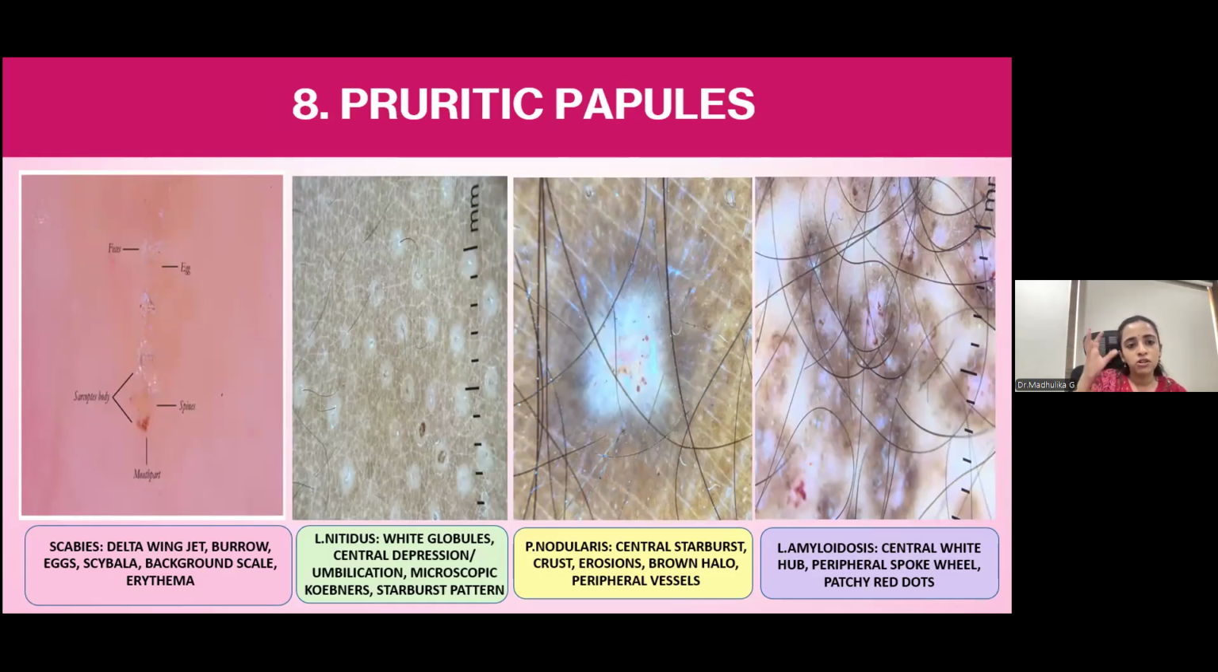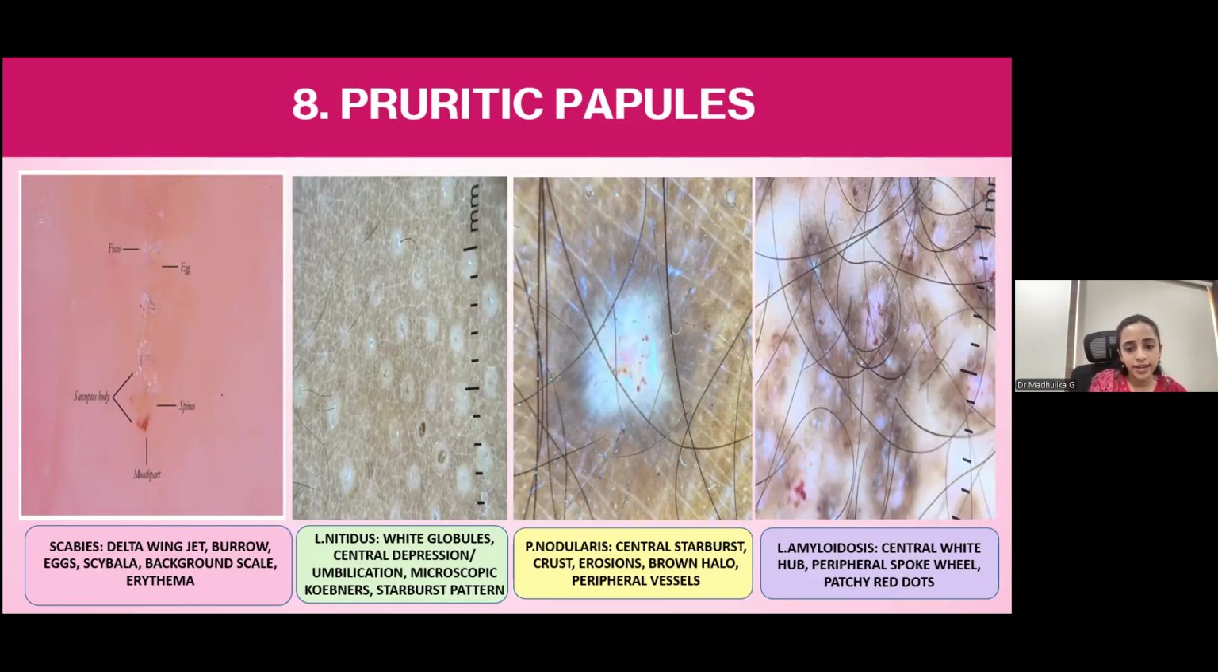Lichen nitidus, because of the pathology, what you see is the infiltrate that is like a claw clutching a ball. So you see demarcated starburst-like hypopigmented white globules with central depression or umbilication, and a little bit of micro Koebner's, that is active Koebner's phenomenon appreciated through your dermoscope. So that is what you see in lichen nitidus.